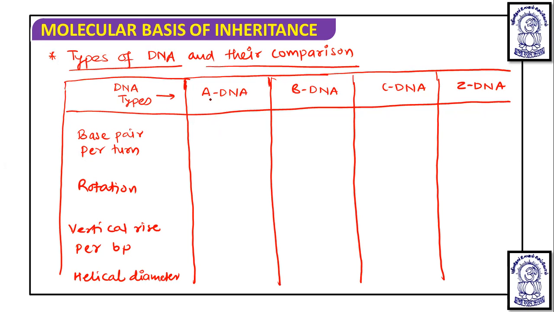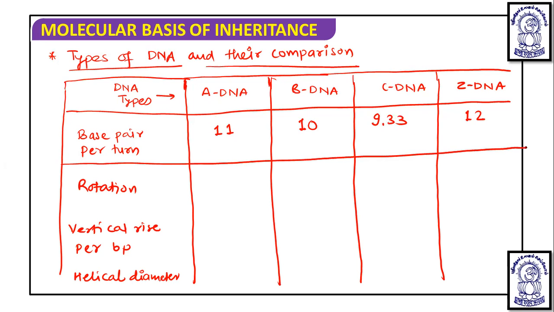Here, if we talk about A-DNA, in A-DNA the base pairs per turn are 11, whereas in B-DNA we have studied 10 base pairs per turn, whereas in C-DNA there are 9.33, and 12 base pairs per turn in the case of Z-DNA. Whereas if we talk about the rotation, A-DNA is right-handed, B-DNA is also right-handed, C-DNA is also right-handed, and Z-DNA is left-handed.